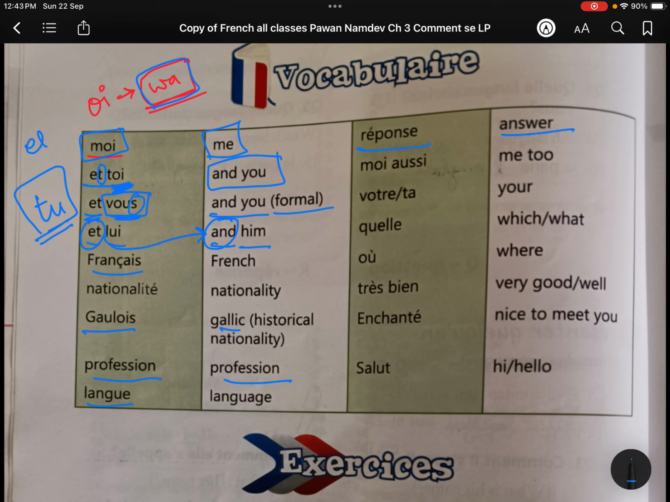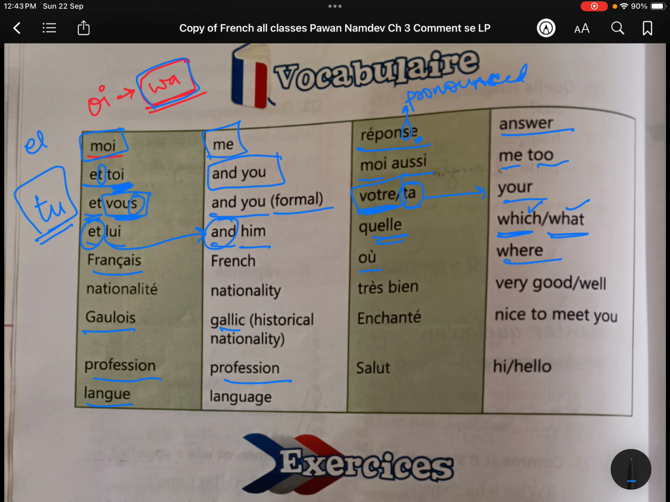Réponse, answer. Here it's not the last letter consonant. That's why this s is pronounced. This s is pronounced because it's not the last letter anymore, because we are having the last e. Okay, moi aussi, me too, votre, your, ta, your. Votre is a formal way, and ta is informal way. Clear? Quel, which, or what, both are the correct meanings.